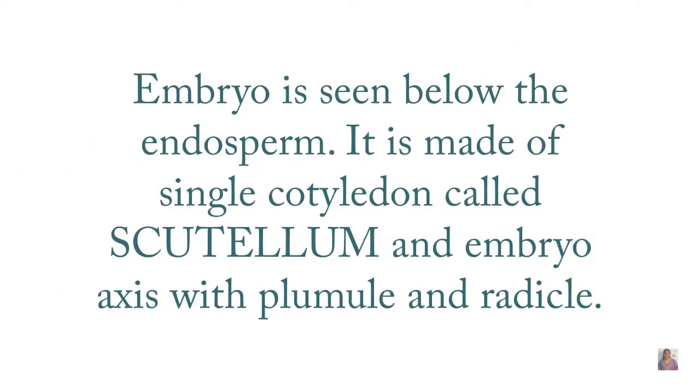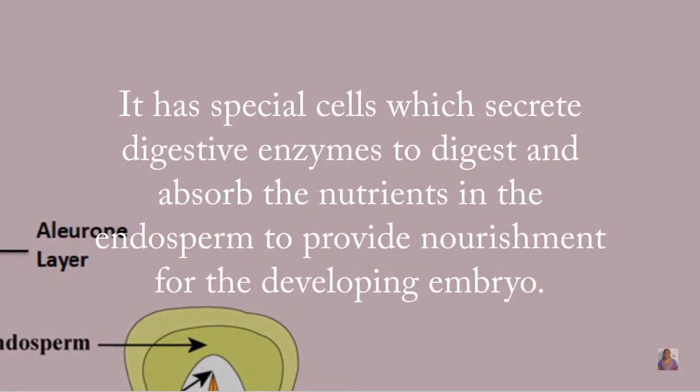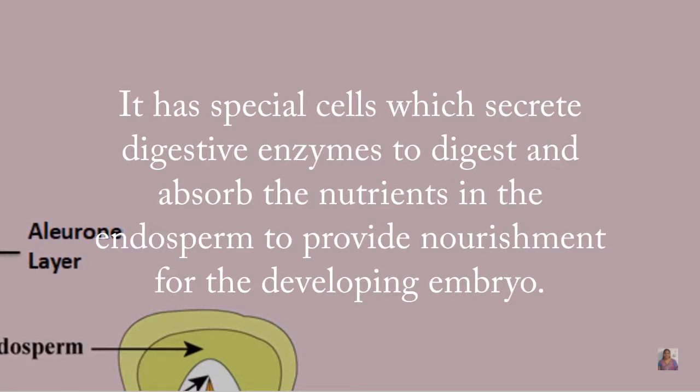As we have discussed earlier, the embryo is seen below the endosperm. It is made up of only one cotyledon, and the cotyledon in a monocot seed is called the scutellum. It consists of the embryo axis, plumule, and radicle. The scutellum has special cells which secrete digestive enzymes to digest and absorb the nutrients in the endosperm. It provides nourishment for the developing embryo.